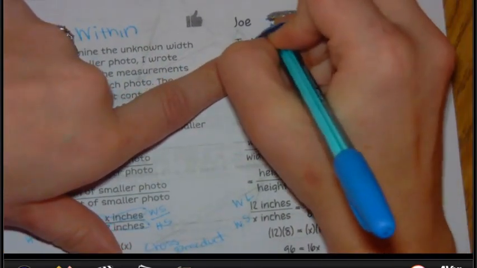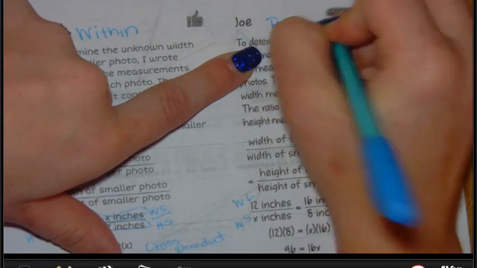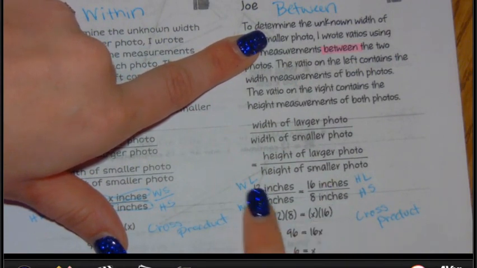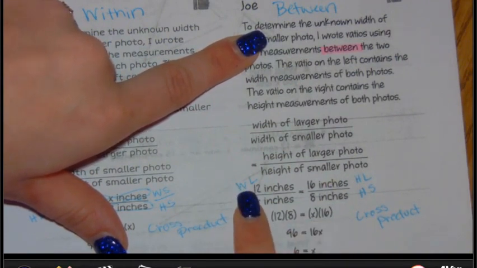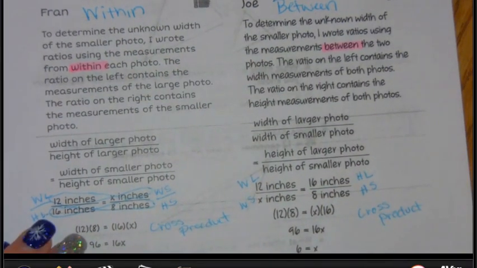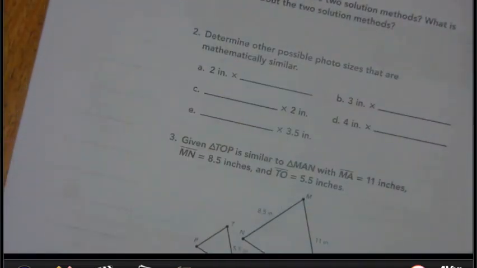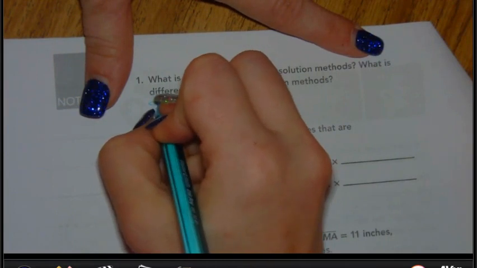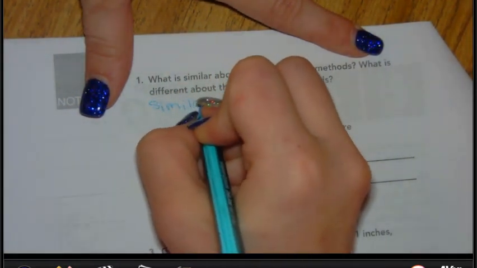Joe used the method called between, where he used the width over the width equals height over the height. Now, if he started with the large photo here, he has to start with the large photo on top. We've talked about that before. All right. Number 1, what is similar about the two solution methods and what is different about the two solution methods? All right, so we've kind of looked at some differences.